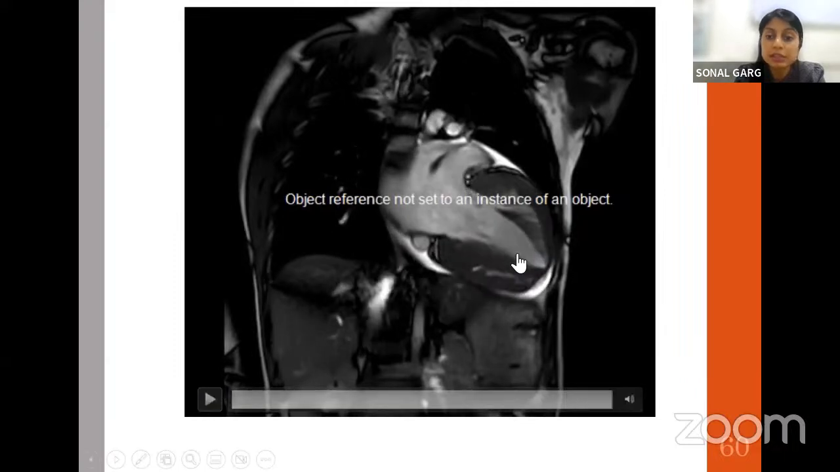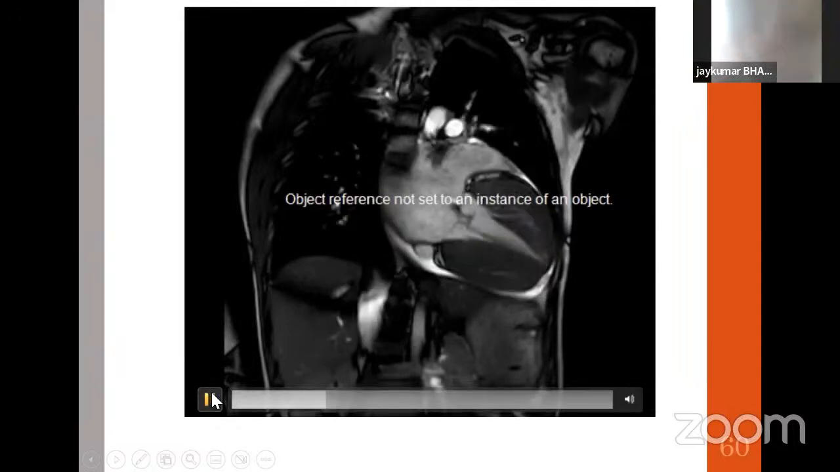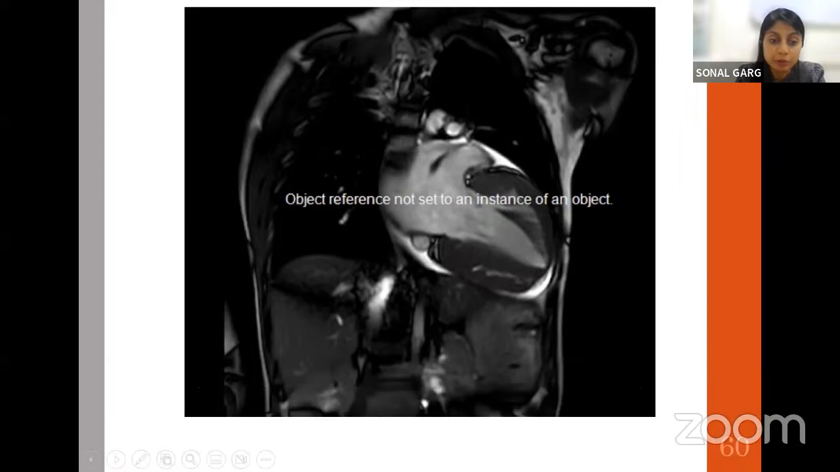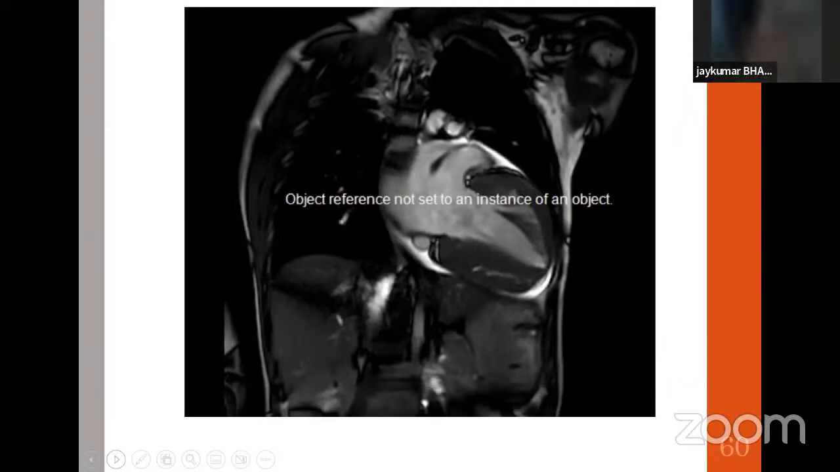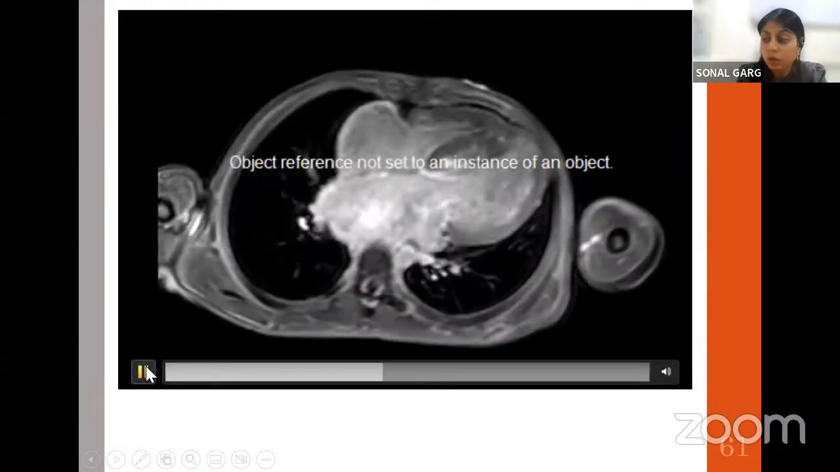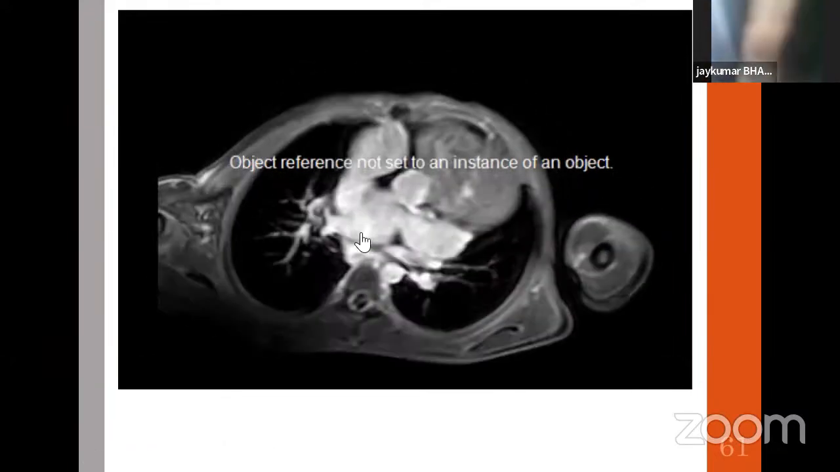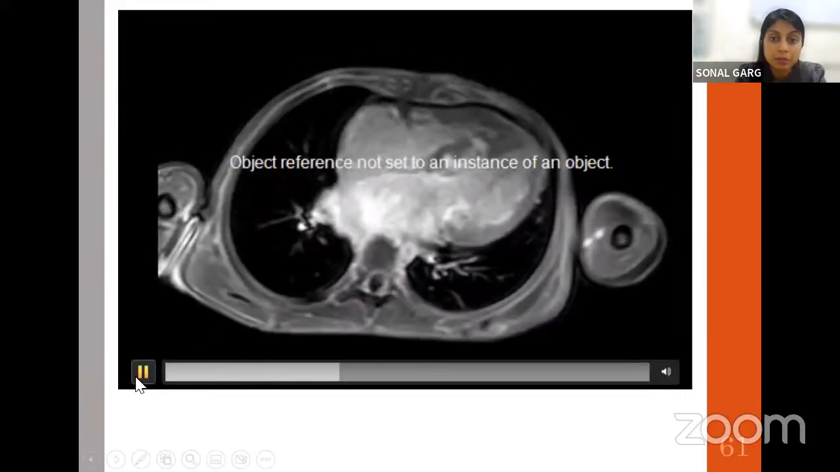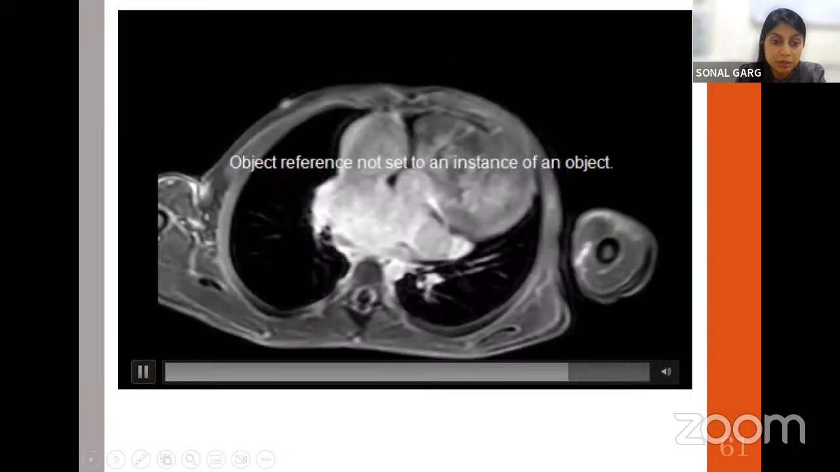So here you can see the hypertrophic muscle of the left ventricle, which is really limiting the left ventricular outflow and inflow. And this is the post-contrast imaging, which is showing contrast enhancement along the myocardium, which is suggestive of fibrosis.